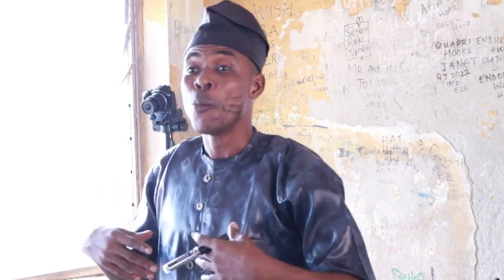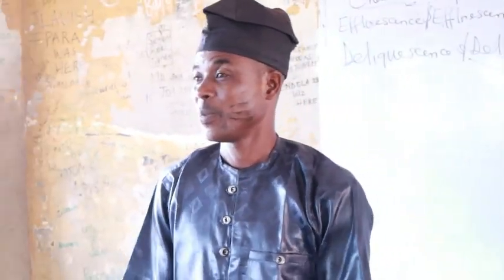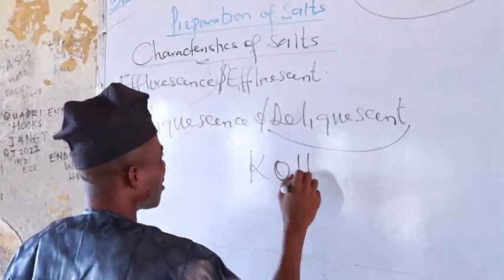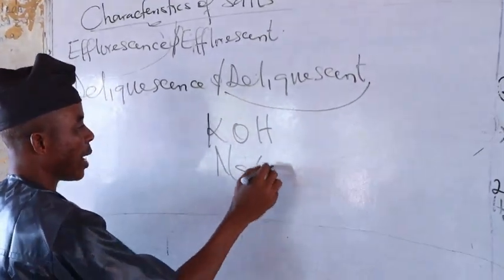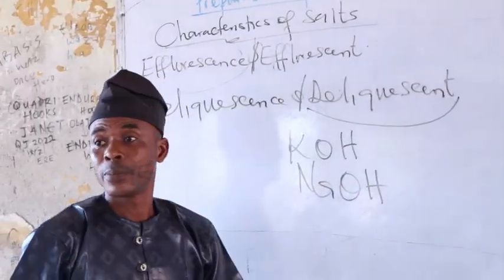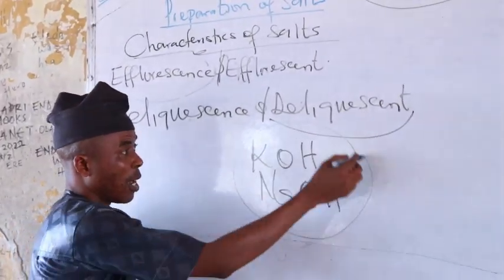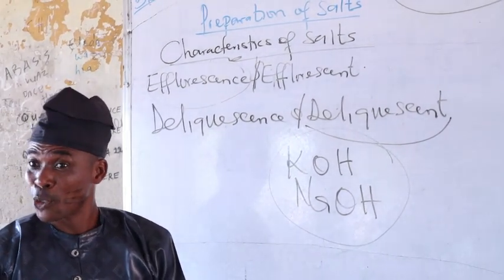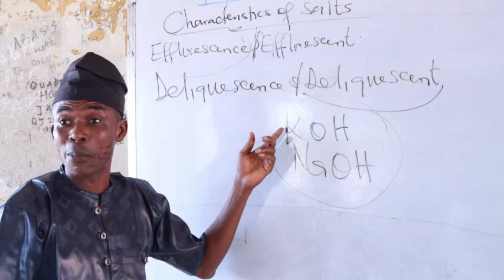In fact, most students make such mistakes when they are asked questions in the exam. At times when you are asked to give an example of a deliquescent salt, you just come out jubilating, yes, mentioning potassium hydroxide, sodium hydroxide. These two are deliquescent substances, but they are not salts. So it will be wrong for you to write them as an example of a deliquescent salt.